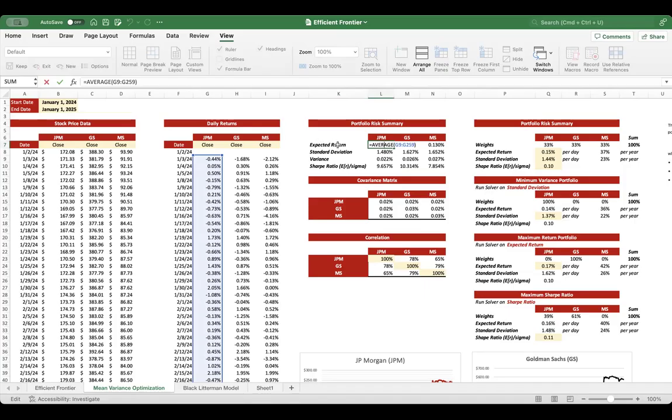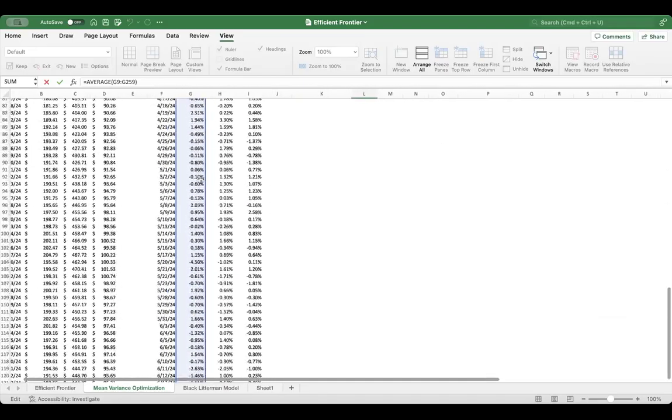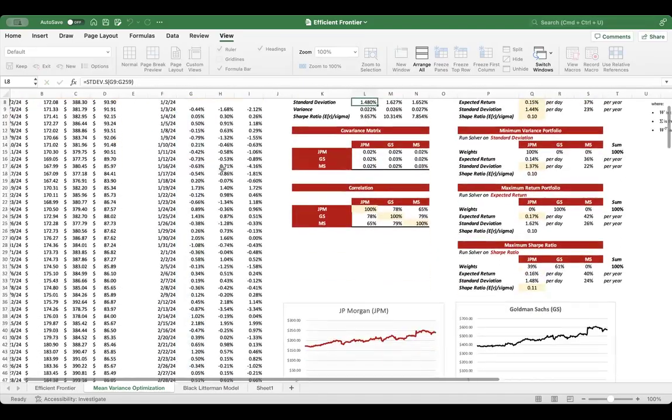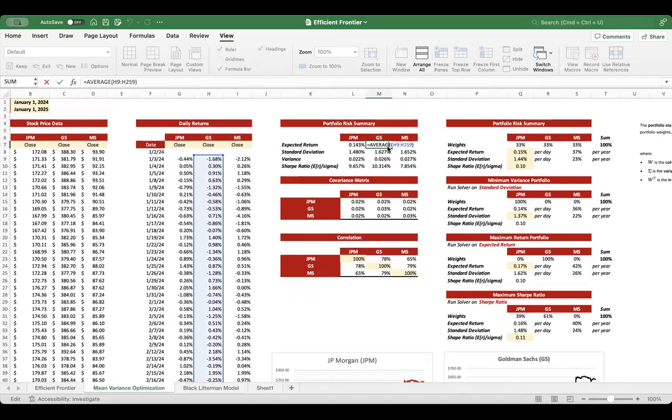So we'll take the average of all the daily returns to arrive at the expected return, or you can also say the mean return. And similarly, we'll take the average of daily return for Goldman Sachs and then the average of daily return for Morgan Stanley. So this is how you calculate the average return, or the mean return.